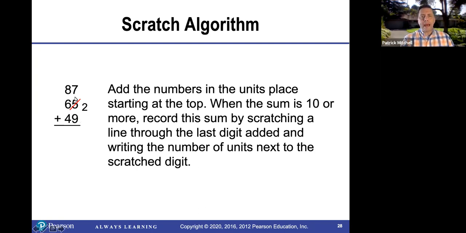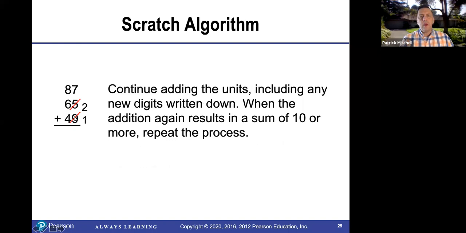We're going to start by adding 7 plus 5 is 12. Since that's more than 10, we're going to scratch out the 5 and put a 2 for the ones in the sum 12. Then we're going to go 2 plus 9 is 11, and since that's also more than 10, we're going to scratch out the 9 and put a 1 there. Continue adding the units, including any new digits written down. When the addition again results in a sum of 10 or more, repeat the process.